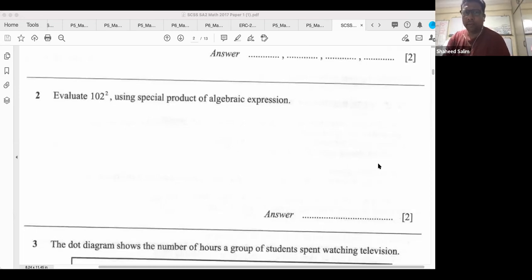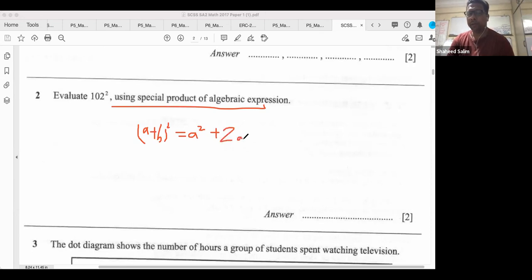the family. Okay, now this one, what do they mean by this? Some of you do not know. You must solve this one by this. So this is what they're talking about. Let's say now A plus B squared equals A squared plus 2AB plus B squared. This is what they're talking about. You have to break it up into this.